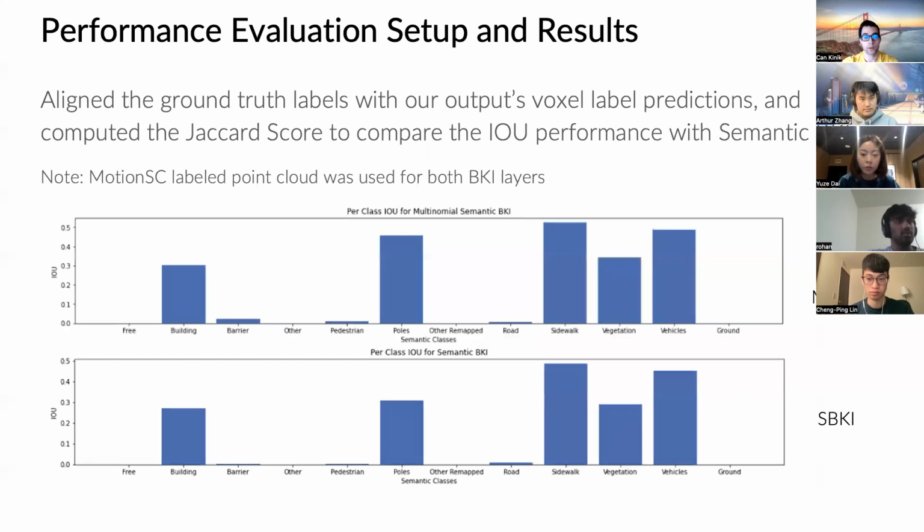In order to have a quantitative comparison, we chose to analyze the Jaccard score performance. Since free space is represented implicitly, we chose not to represent it. Compared to the performance of semantic BKI, we can see that our model had better agreement with the ground truth over all classes. Furthermore, semantic BKI has high scores to begin with, since it is using MotionSC rather than the autoregressive model, which highlights the boost in the performance due to our novel approaches.